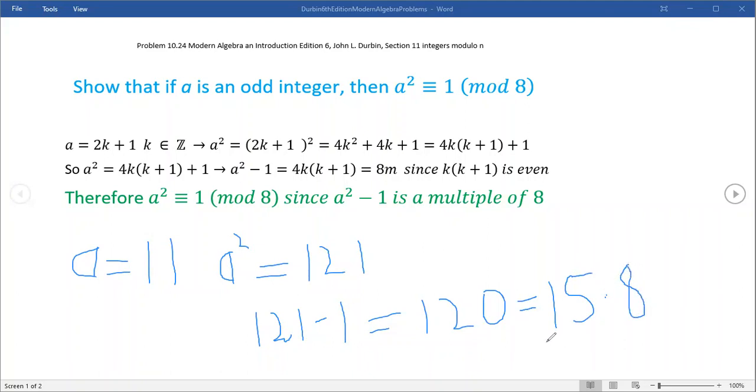Think about any other odd number: 7 times 7 is 49, 49 minus 1 is 48. 5 times 5 is 25, minus 1 is 24, which is certainly a multiple of 8. So it works in all cases.